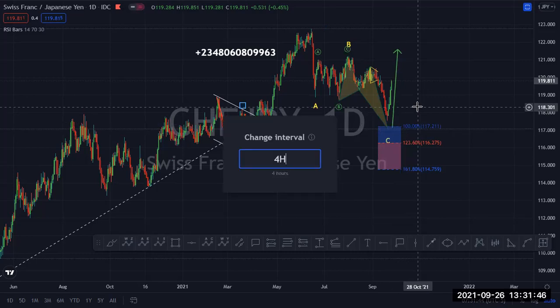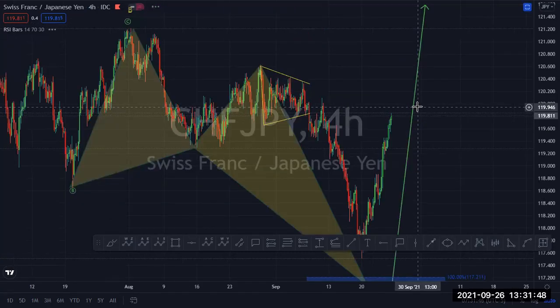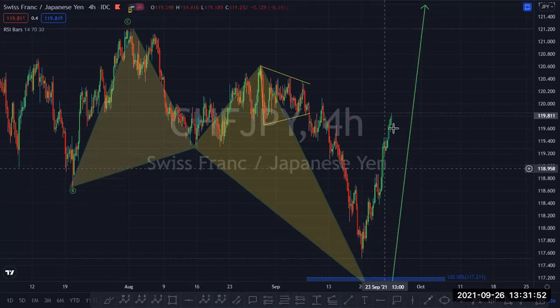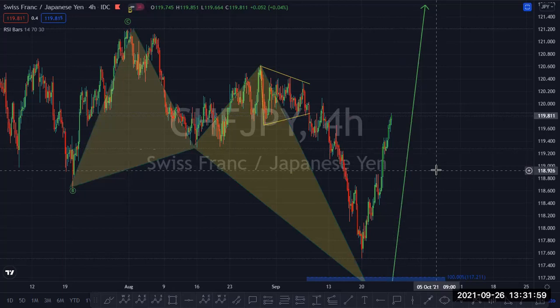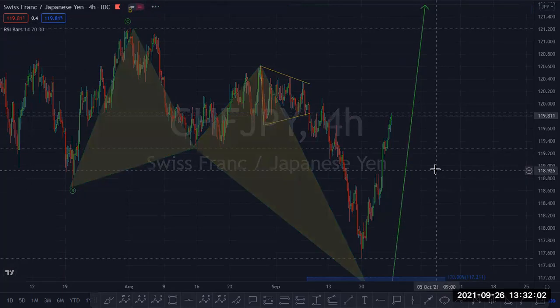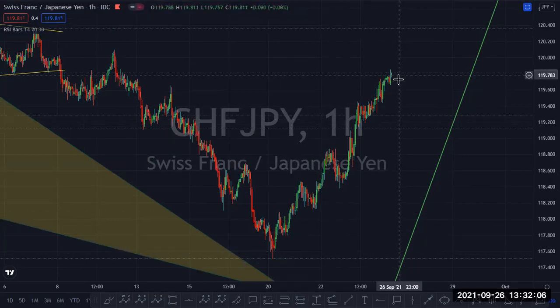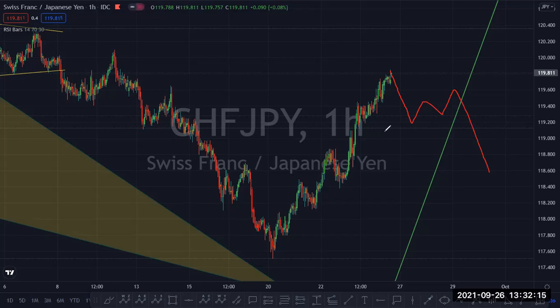Let's check 4 hours. So on 4 hours, this is a strong move. What do we do? We wait for a correction to buy. Based on 1 hour, we wait for the correction. So it depends on how the correction goes. Let us see when we see the first corrective move, then we will gauge how the second will be. Something like this is what I will see before I buy.